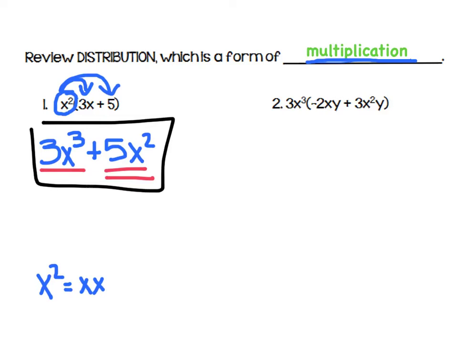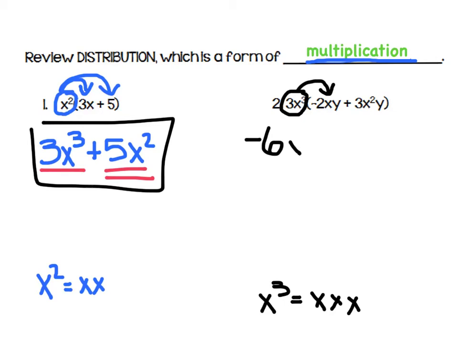Number 2, same concept. Circle what I'm distributing, what's outside the parentheses. And now let's multiply. 3x cubed times negative 2xy. Deal with your numbers. 3 times negative 2 is negative 6. How many x's do you have altogether? Remember, x cubed means you have 1, 2, 3 x's. So really there's 4 of them. So x to the 4th and 1y.